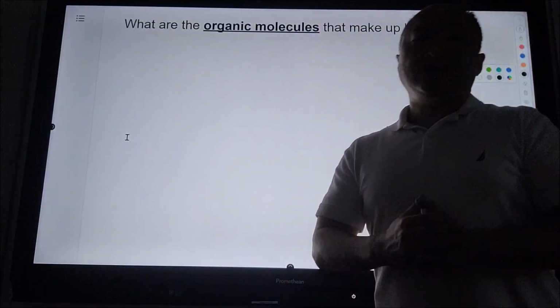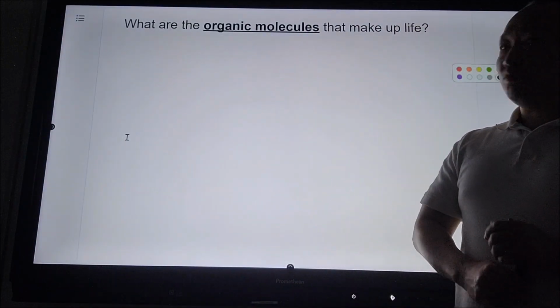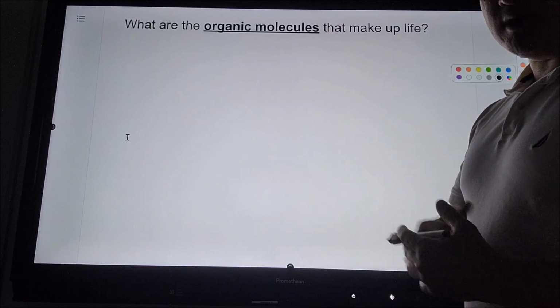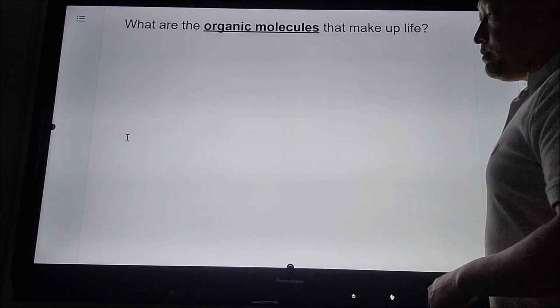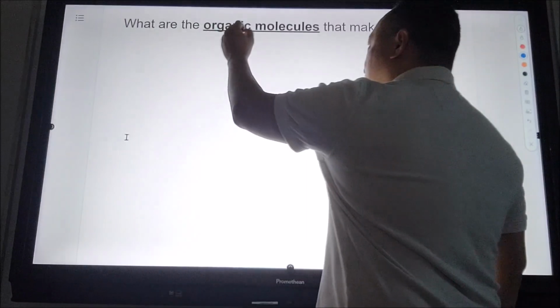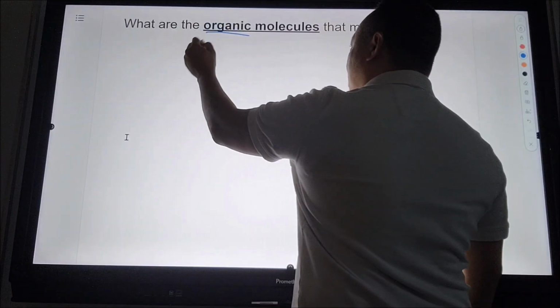Right. We know that cells are made up of mostly water. Well, what about the rest of the cell? What is that made of? Well, it's made up of organic molecules, which are molecules based around carbon.